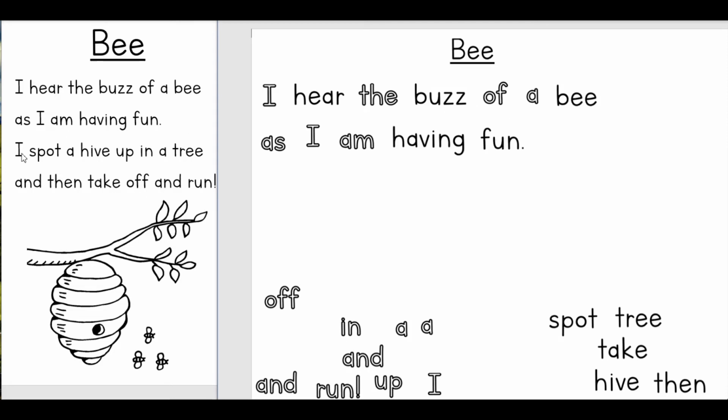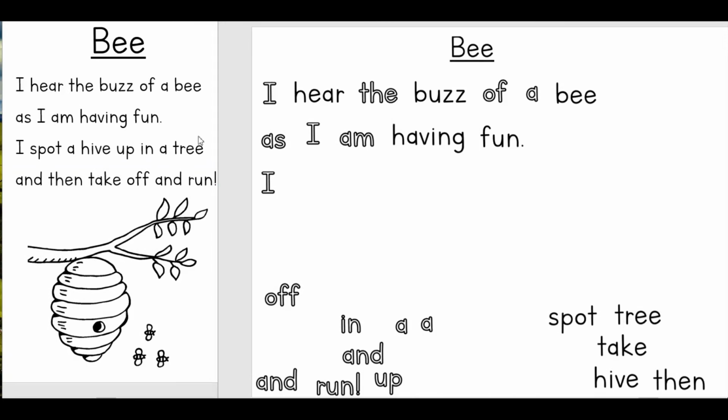The next word is I. We already know what I looks like. I'm going to move it up here. All right. I spot. S-P-O-T, spot. Remember we talked yesterday about how this kind of spot means that you see something. S-P-O-T, spot is not a sight word. Here is the word spot.